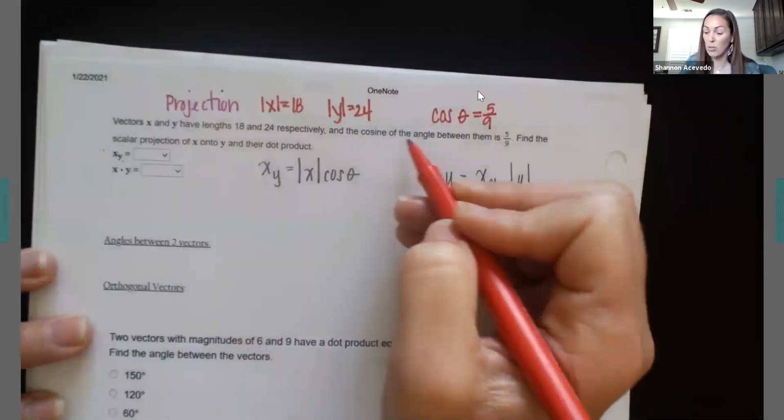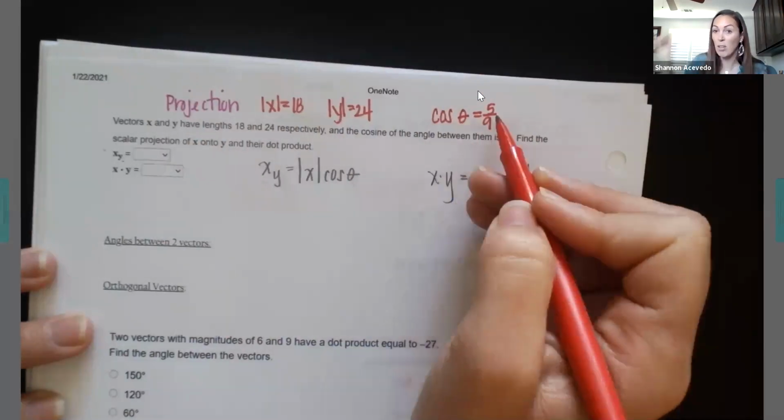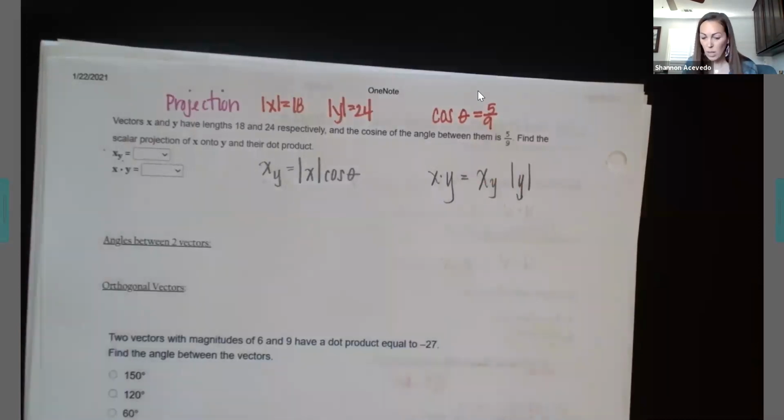Cosine of the angle, so cosine of the angle is 5/9. So they're not telling you theta is 5/9. They're saying cosine of the angle between them is 5/9. So let's fill in everything we know.